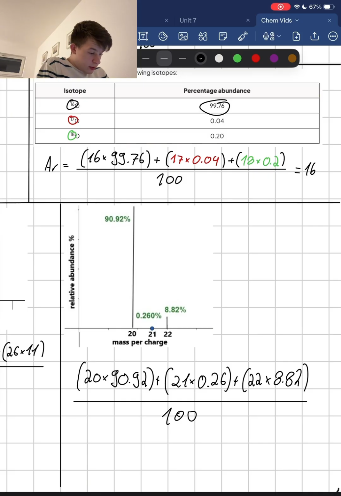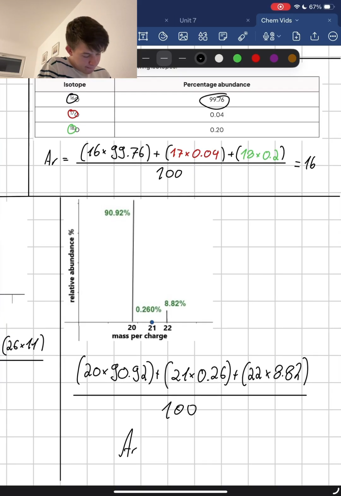Okay, so we do 20 times 90.92 plus bracket 21 times 0.26 plus bracket 22 times 8.82. Divide by 100. It's going to give us 20.179. Good.